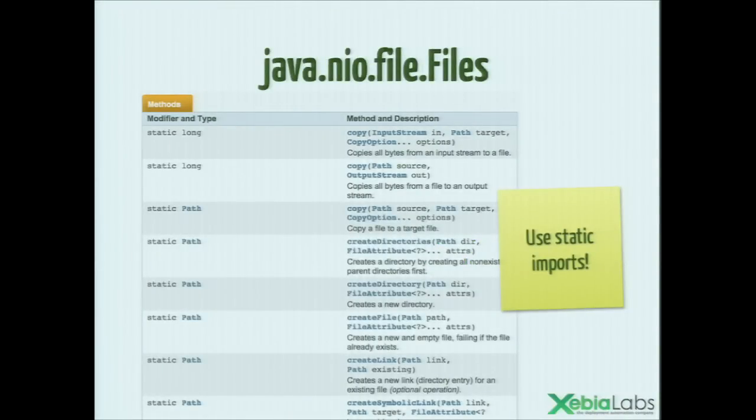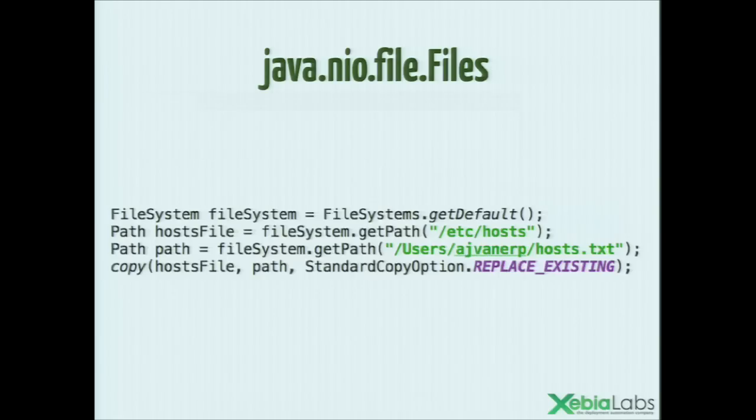So then the Files class is basically what deals with translating paths to files. You can use it with a static import, and you can just do copy from path to path, create a file, or create a path using specific attributes, etc. And for instance here, a copy operation of etc hosts to a text file in my home directory, and it will overwrite the destination if it exists.